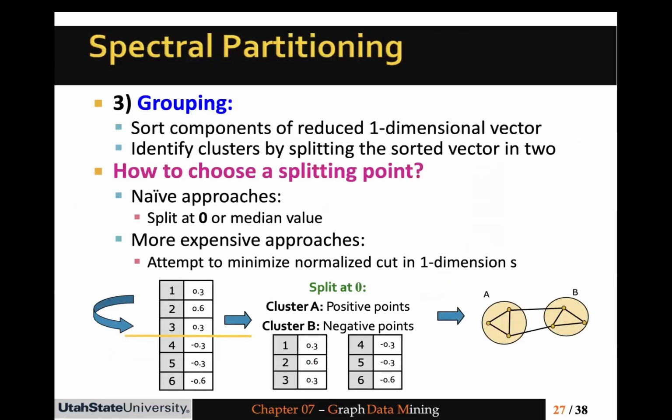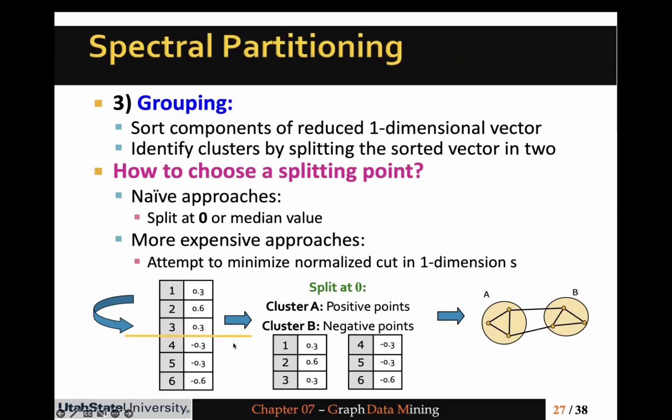I should also mention that the 0 split is just one way, and it's also more of a naive approach. If you want a very simple clustering, where I just find two different communities, then I can use this method: pick the second eigenvector and split at 0. You might also find different approaches, like splitting at the median value instead of 0.